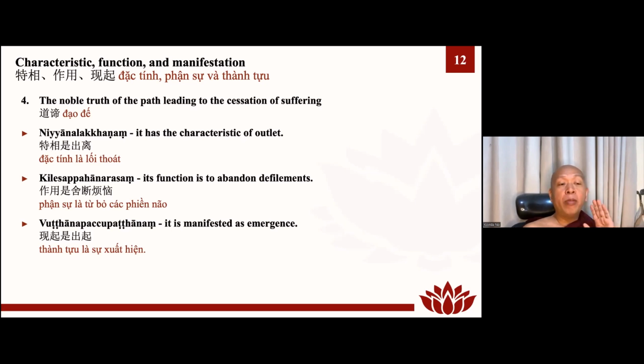Okay, one more thing about Nibbana. Nibbana doesn't have a proximate cause, because Nibbana is not caused by or conditioned by anything. That's fine, no proximate cause of Nibbana. Then the characteristic, function, and manifestation of the path leading to the cessation of suffering.